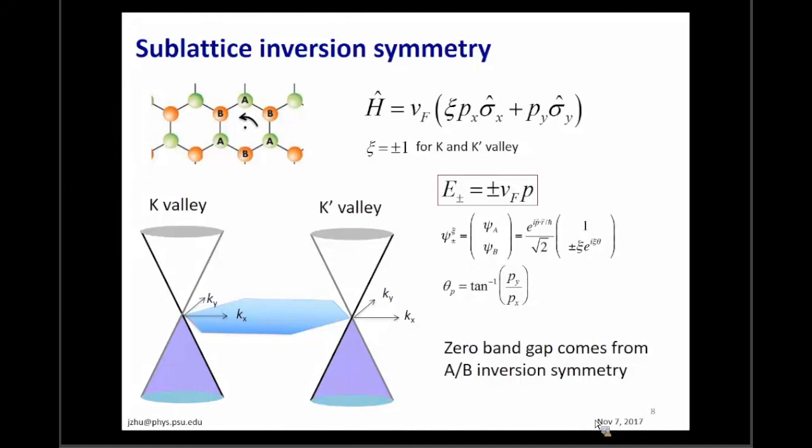This is the only Hamiltonian I'm going to put in this whole talk. This is just to show that the physics is different for K and K prime. You see, I have an index here for the two different values.